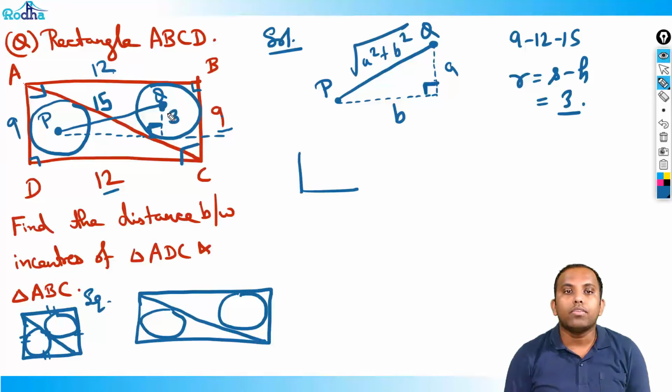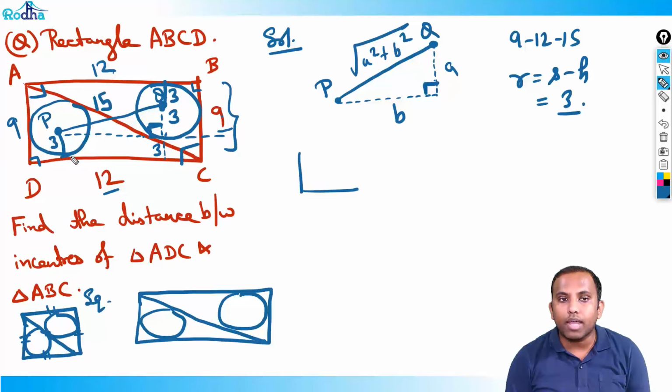So when this radius is 3, this diameter becomes 6. This is 3 plus 3 is 6, right? This whole side is 9. The diameter is 6, the radius is 3. This also becomes 3. Similarly, coming to this side, again this radius is 3 here. That means you can see from the rectangle, from this base CD, P is also at a distance of 3 units, right?